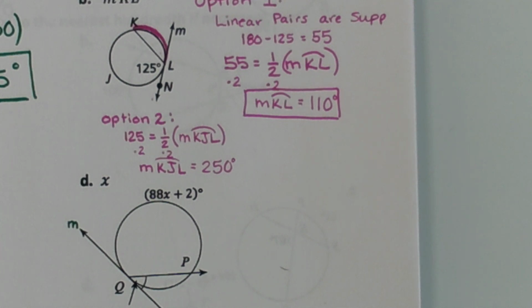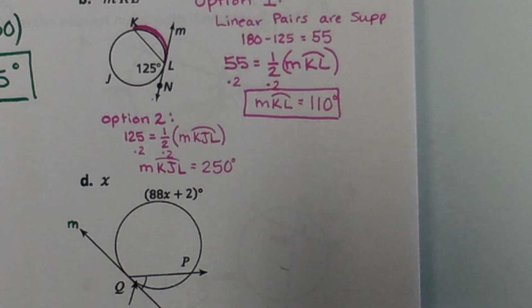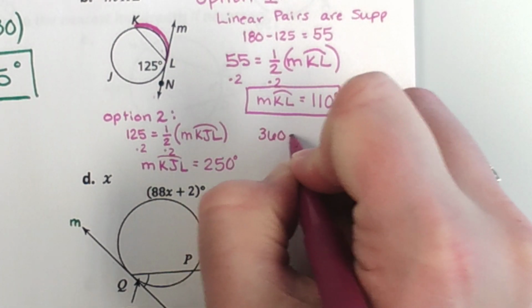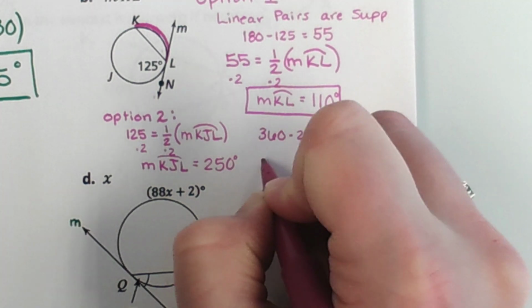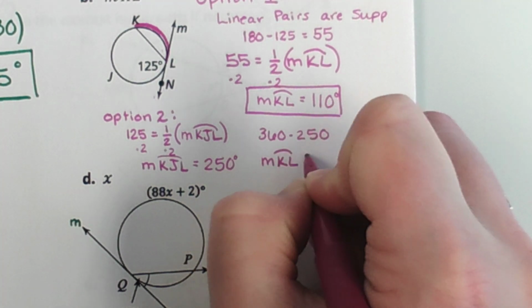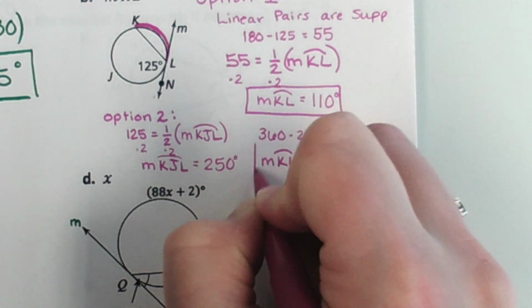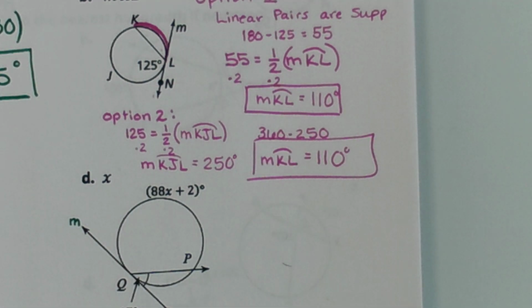It's not the answer I wanted, but if I know this arc is 250, how could I have found the other one? 360 minus 250. Arcs of a circle add up to 360 degrees. These two arcs together make the full circle. So 360 minus the 250? Okay, 110. Either way, do we get the same answer? Yeah. You don't have to do it both ways.